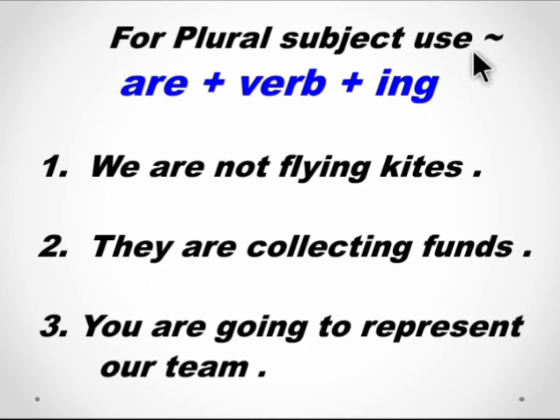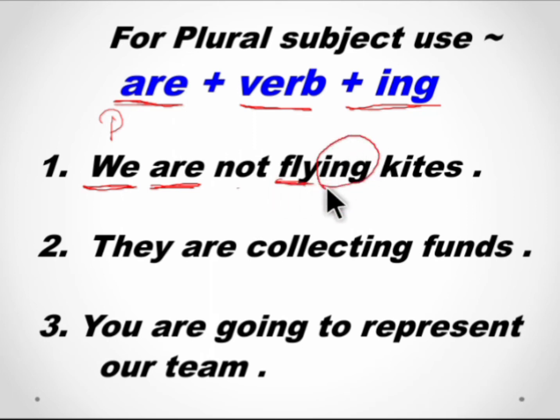Next, for plural subjects, use are plus verb plus ing. That is, are for a plural subject, and we use the verb plus the ing form of the verb. We are not flying kites. So we is the plural subject, and so we use the plural be verb are. Not denotes the negative action. We can frame negative sentences as well as positive sentences. Fly is the verb, and we have added ing to show the action which is continuing.